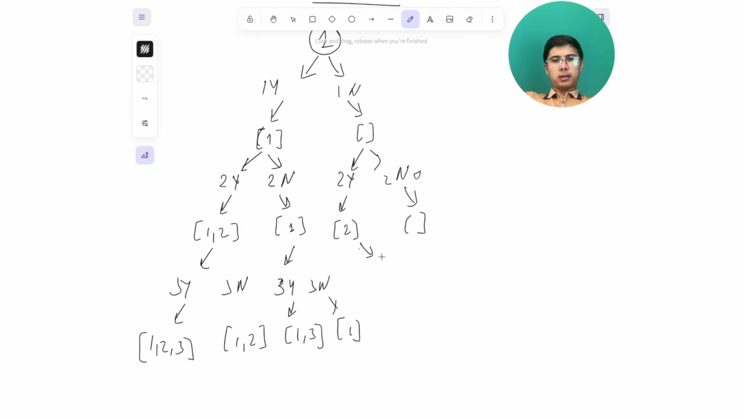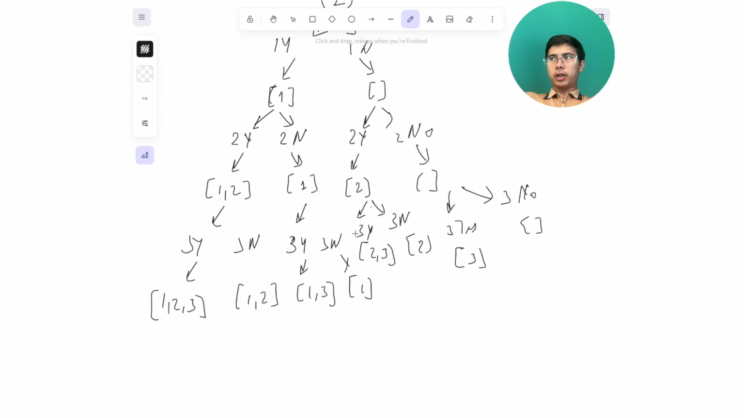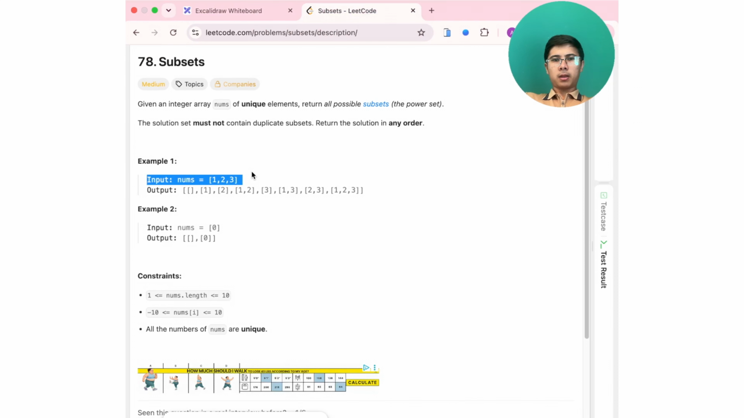For 2's case, if we say 3 no, we just keep [2]. If we decide yes, we write down [2, 3]. And in the no case, if it's 3 no, we just keep a blank array. If 3 is yes, we write [3]. And how many combinations do we have? 1, 2, 3, 4, 5, 6, 7, 8. 8 subsets. We just need to return all of these combinations.